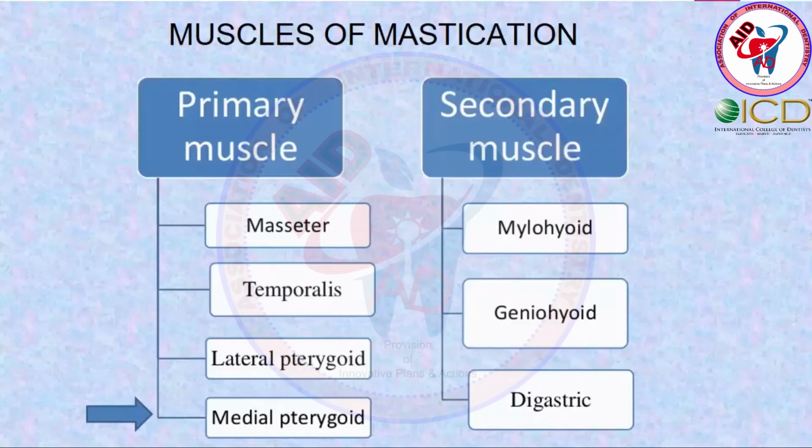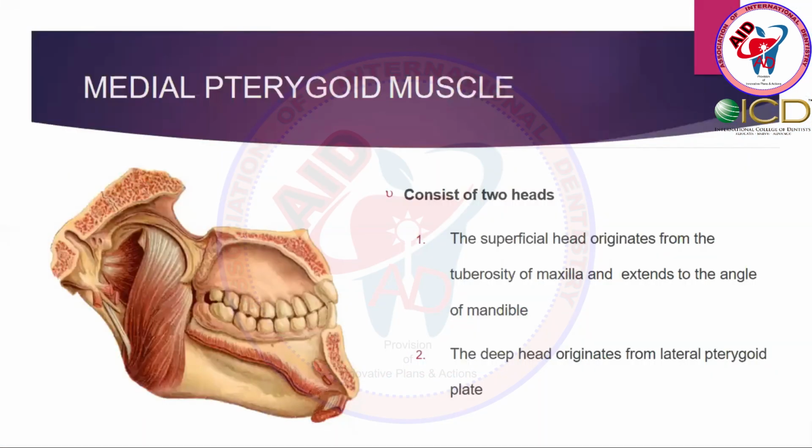Ladies and gentlemen, after getting the concept of the lateral pterygoid muscle, we move to the medial pterygoid muscle. The medial pterygoid muscle consists of two heads. That is the superficial head, which originates from the tuberosity of the maxilla, and the deep head, which gets its origin from both the lateral pterygoid plate and the medial pterygoid plate, on the inside portion.